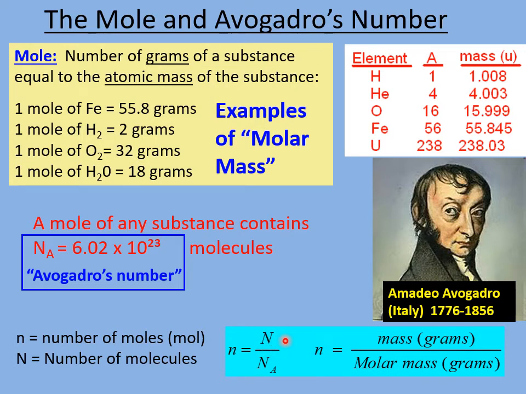So the number of moles, you can calculate it 2 ways. You can take the number of molecules and divide it by Avogadro's number, or, remember, according to this definition here, we can also take the mass in grams of a substance and divide it by the molar mass in grams of that substance. And remember, the molar mass is calculated as we did up here. So we'll go through some examples that will use these relationships so we can see how to use them.